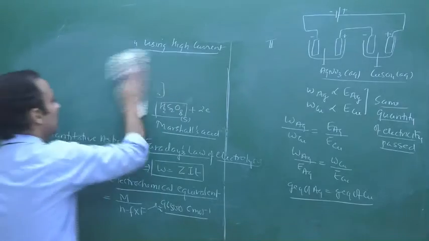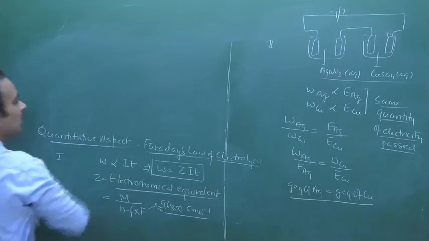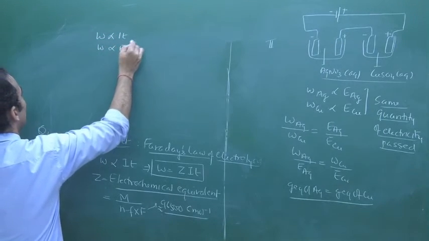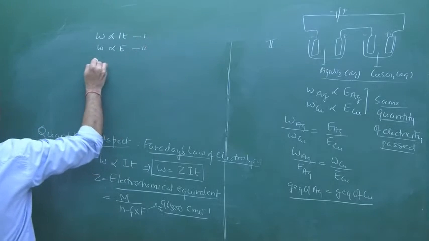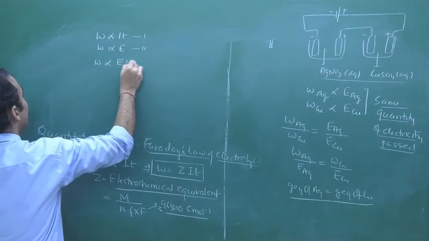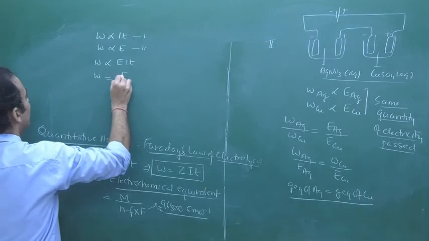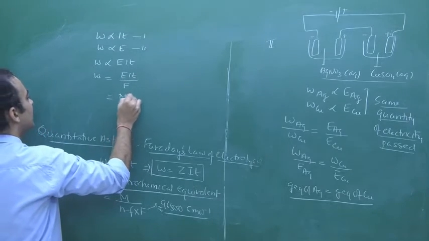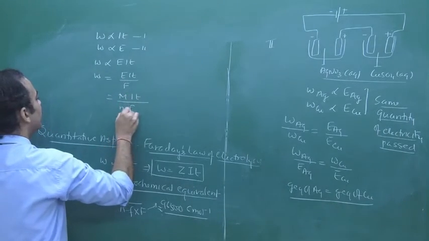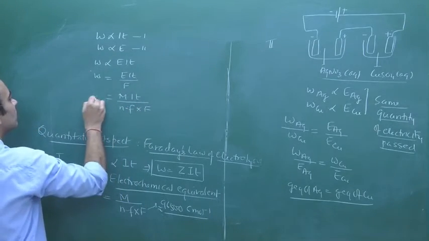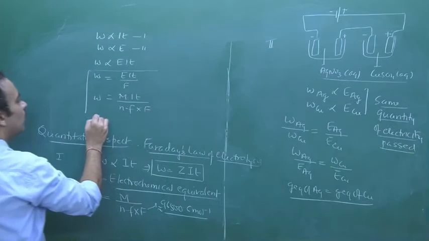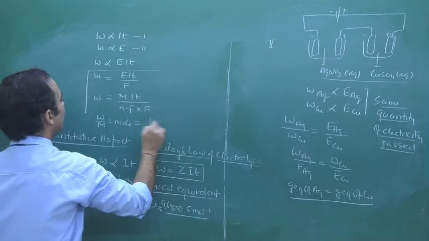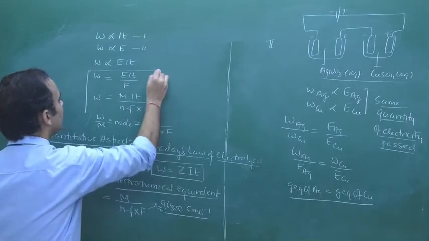So let us combine these two laws. First was W proportional to IT, second was W proportional to E. Therefore, combining these two, we will get W proportional to EIT. W is equal to EIT upon F. Now, we can say it is MIT upon n factor into F. Now, we can say W by M, that means mole, is equal to IT upon n factor into F.